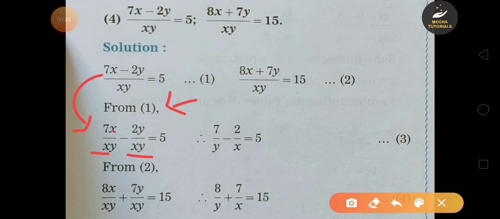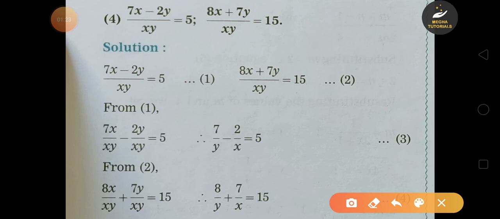In this case x will cut and in this case y will cut. So we will get 7 upon y minus 2 upon x is equal to 5. This is your equation 3. Similarly, from equation 2, we will separate the denominator. So we will get 8x upon xy plus 7y upon xy. So x cuts and y cuts. So you will get equation 4 as 8 upon y plus 7 upon x is equal to 15.